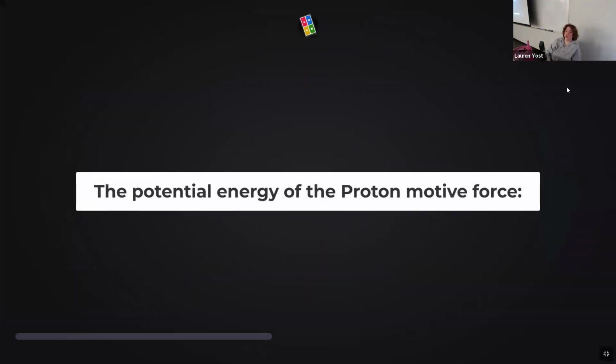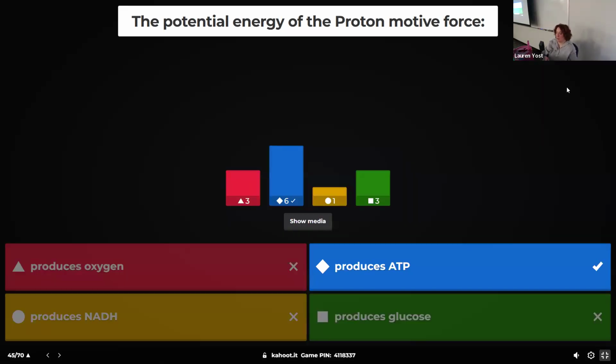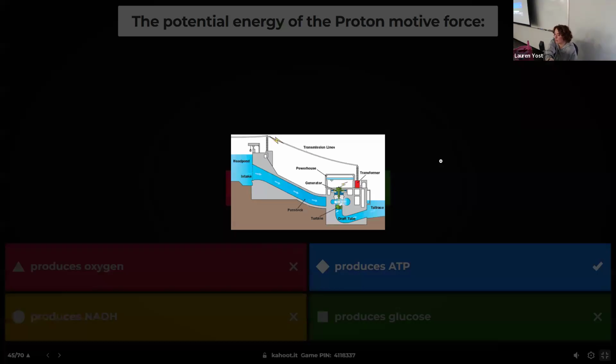All right, potential energy of the proton motive force. What is it for? We have a little image of a dam. I wonder why that would be, because it's very similar to how dams function. So what's the purpose of the proton motive force? Right, so it produces ATP. So again, just like in this dam situation, we are building up all of these H pluses outside. They can only come in through ATP synthase. And when they do, it powers the ATP synthase to make ATP.